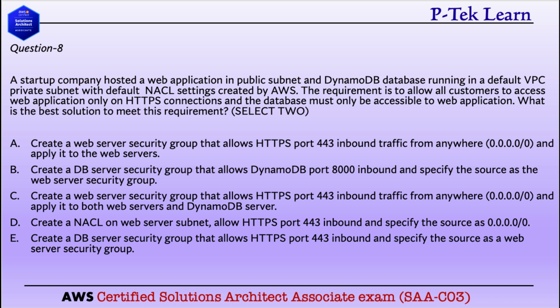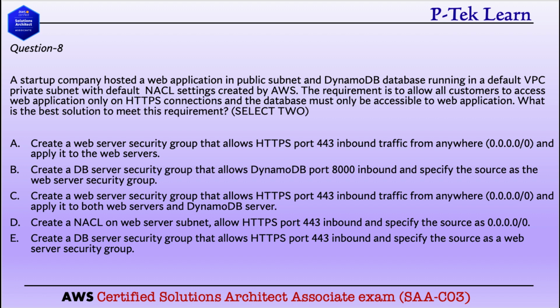Question number 8. A startup company hosted a web application in a public subnet and a DynamoDB database running in a default VPC private subnet with default network ACL settings created by AWS. The requirement is to allow all customers to access the web application only on HTTPS connections, and the database must only be accessible to the web application. What is the best solution to meet this requirement? Select 2 options.